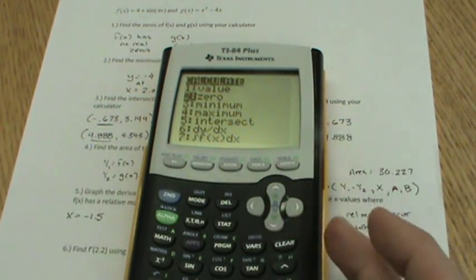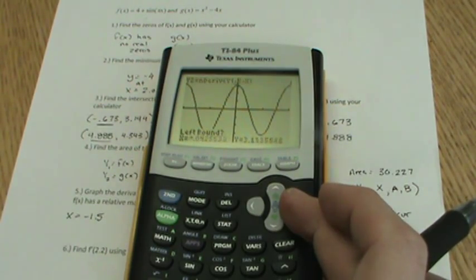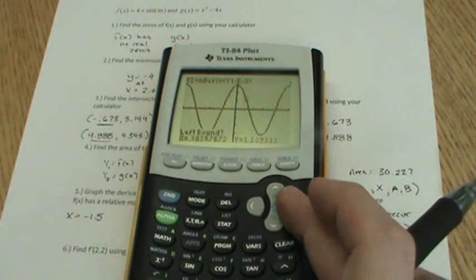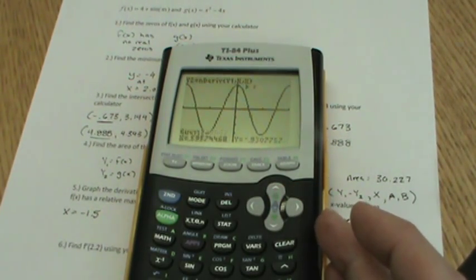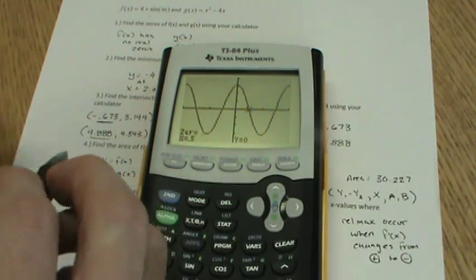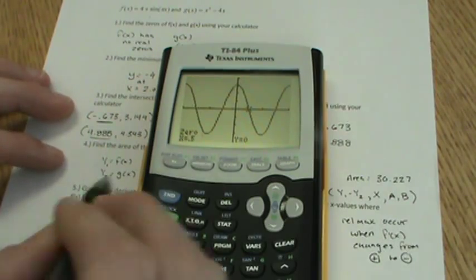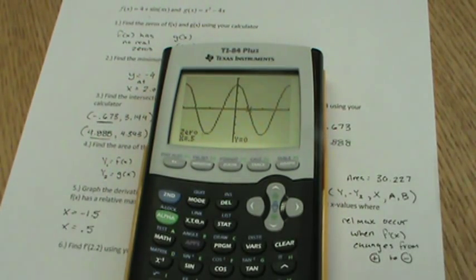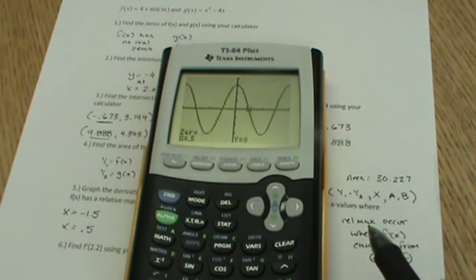And then our next one, we're going to do the same thing. Second trace, zero. And we're going to go over to that third zero where it changes from positive to negative again. And I'm going to hit enter to the left, enter to the right, enter again. And we find that it's at x equals 0.5. Okay, so here are the 2 values where it's a maximum. If they ask a minimum, we could figure that out.